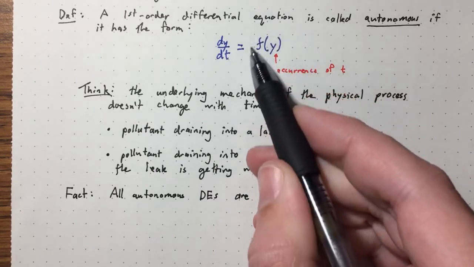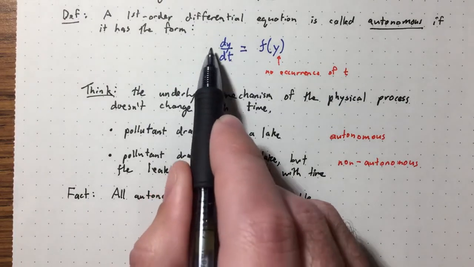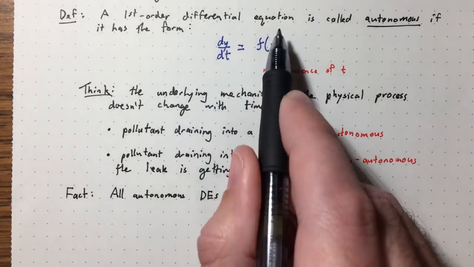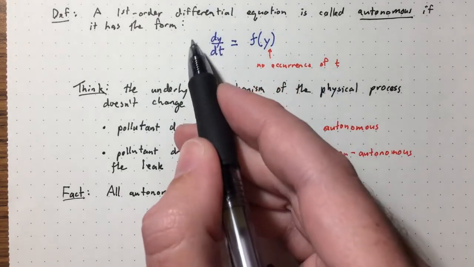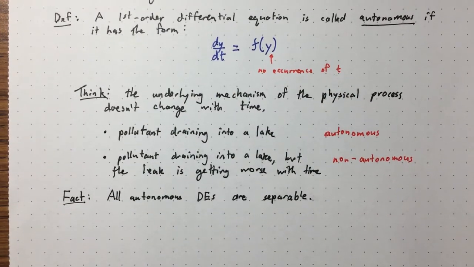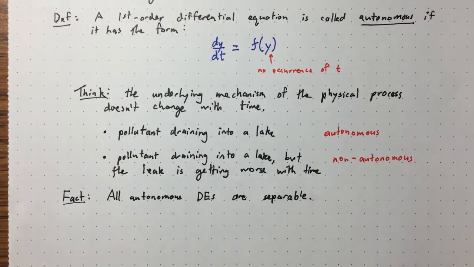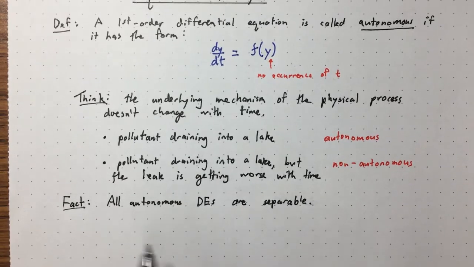You divide by this function here to get 1 over f of y times dy/dt equals 1, and that's separating the variables. So they're all separable. But this 1 over f of y, we're going to have to take the integral of that, and that might be a very difficult integral to actually do. So we're going to look at an alternative way to think about equations like this today.